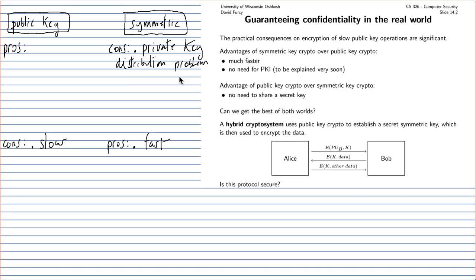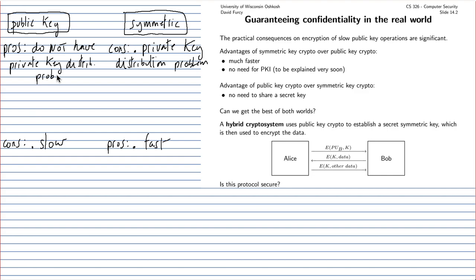But on the flip side then, the public key cryptosystems, they do not have this problem of private key distribution. And the reason they do not have this problem is because they do not need to share any private key. Remember that every party has its own private key and does not need to share it with anybody else.